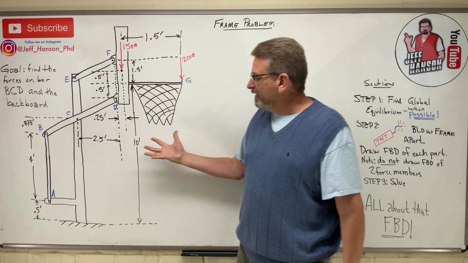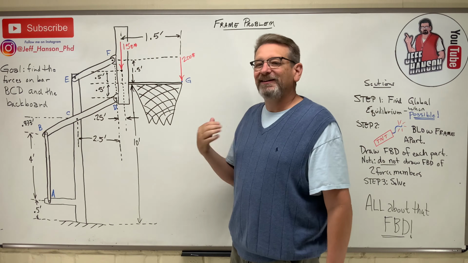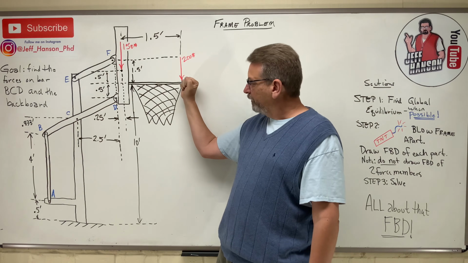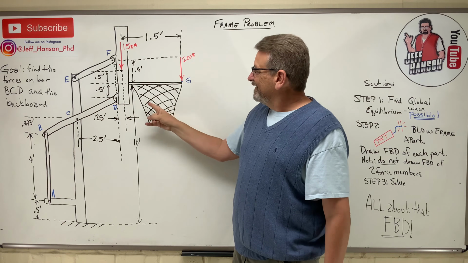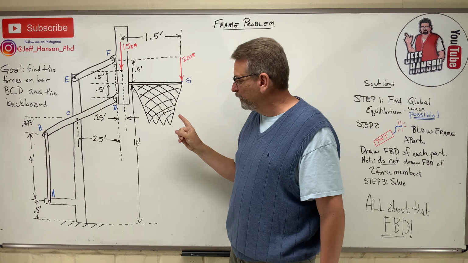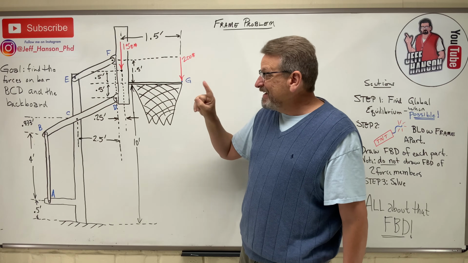Okay, so we have a basketball goal. It's one of those adjustable kind of basketball goals. And look, there I am dunking again and hanging on the rim. What's up? Okay, sorry. The backboard weighs 150 pounds. There's somebody with 200 pounds hanging off the rim. And they say, find the forces on bar BCD.